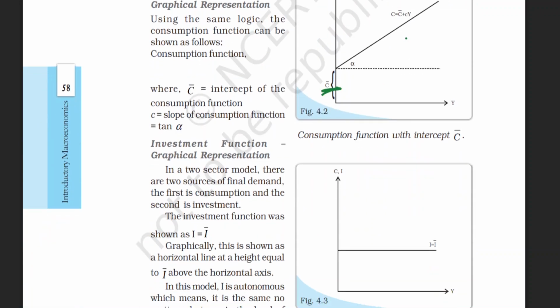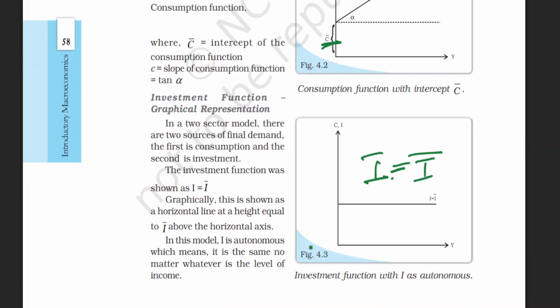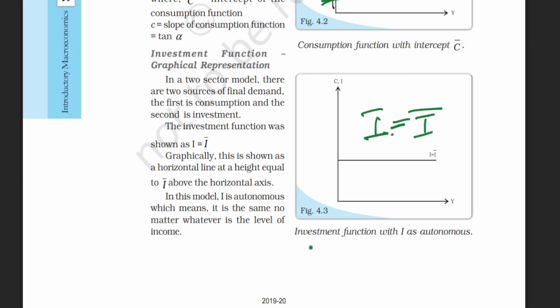If I talk about the investment part, here I am only taking the autonomous investment, so it is just a straight line where the investment function is equal to I bar. I bar basically means the autonomous investment. In the earlier video I have told you about the different types of investment also, like induced investment, right? I hope it's clear to you whatever I'm trying to say.